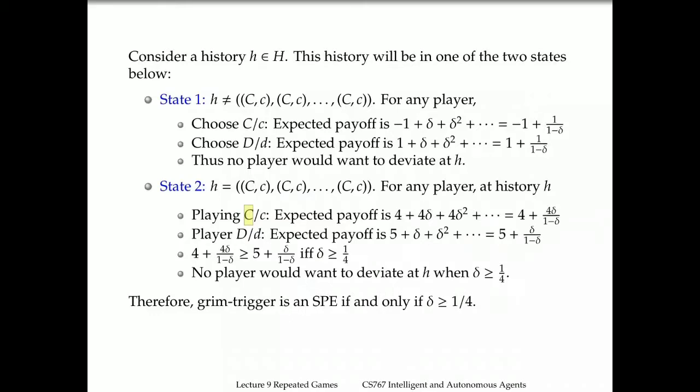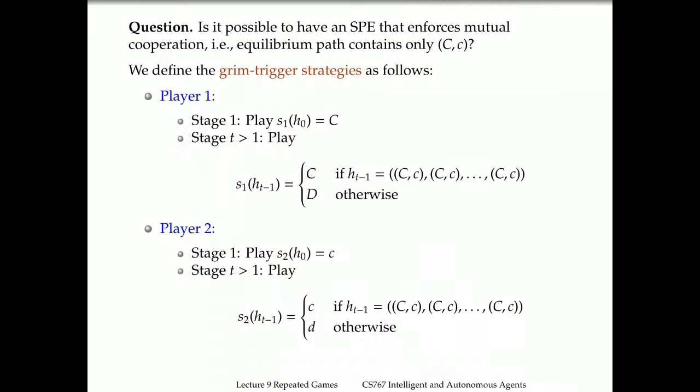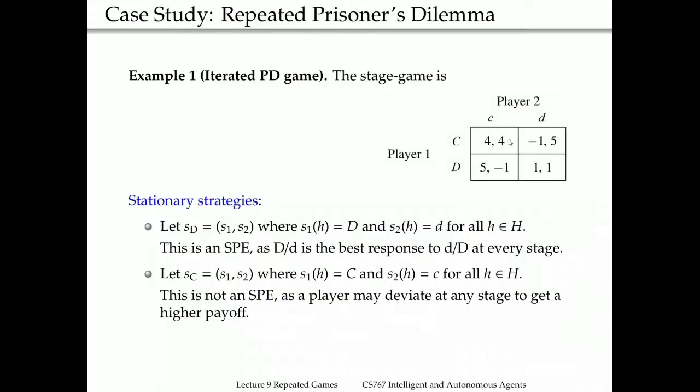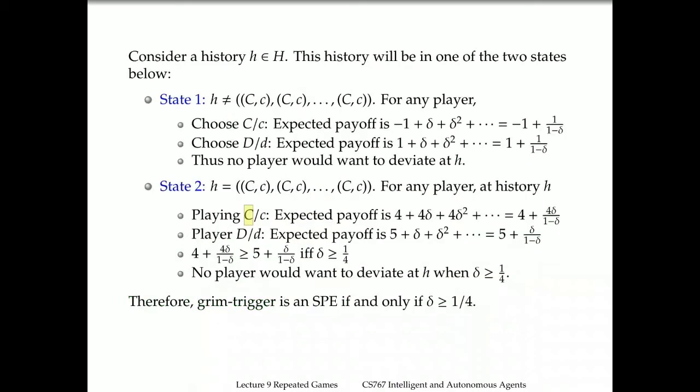Because they have mutual cooperation, if we go back to this table, we can see that the payoff will be 4 and 4. So the expected payoff would just be 4, and 4 delta, and 4 delta squared, and all the way on. So we add it up, we get (4 + 4 delta) over (1 minus delta).